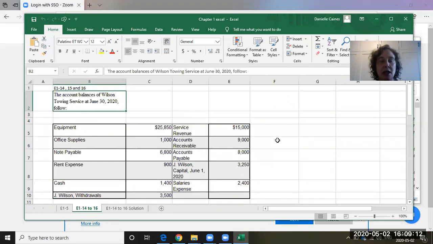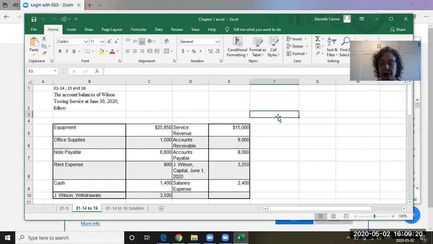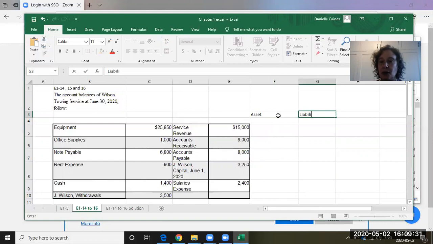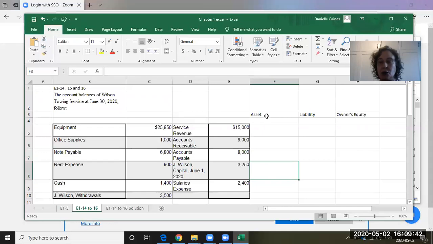There are three problems. The first thing we want to do is, these are all the accounts, and the first thing I would do is break them up into: are they an asset, are they a liability, or are they an owner's equity account? Because depending on the type of account it is, that determines which statement it's going to go on. So let's first classify all these accounts as to whether it's an asset, something the business owns, a liability, something they owe, or owner's equity, which is what the owners own in the business.